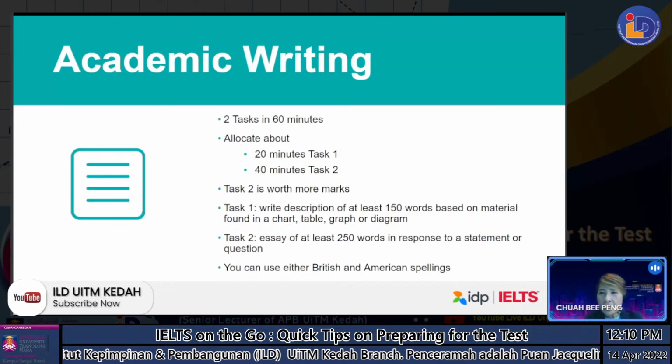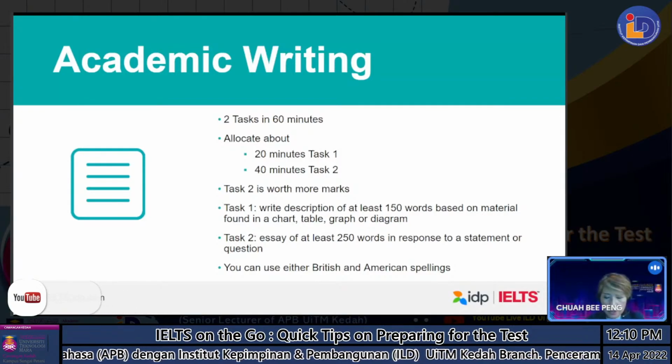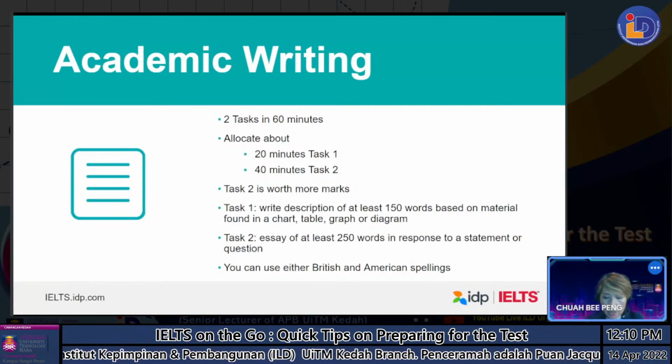For IELTS computer-based, is the marking done by computer or manually? It depends. For writing, it's always by a certified examiner. For reading and listening, I am not too sure. Previously, before it was computerized, they used to get certified test administrators to mark, but now I'm not too sure.